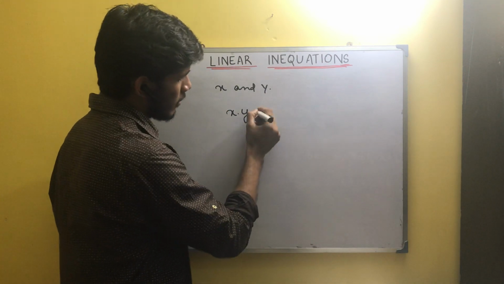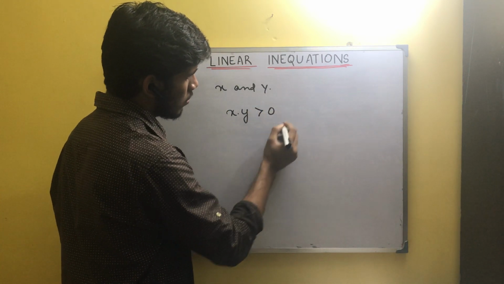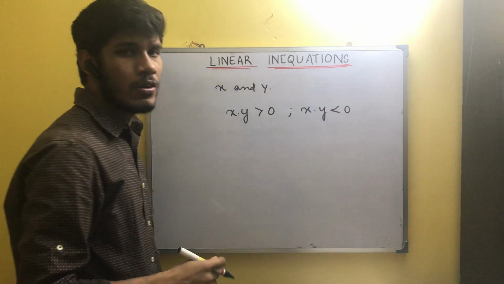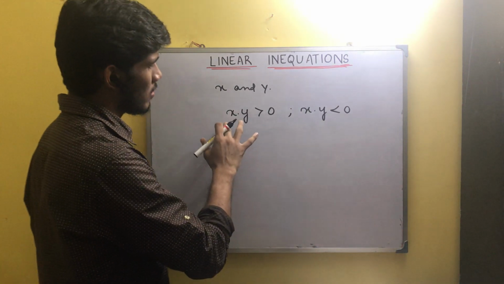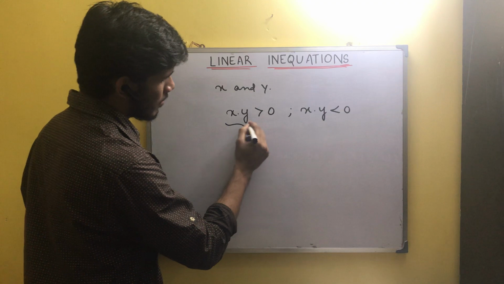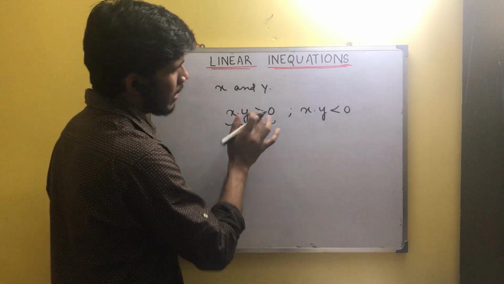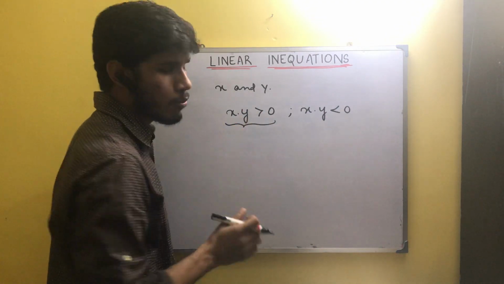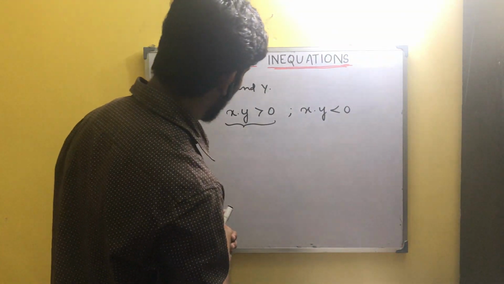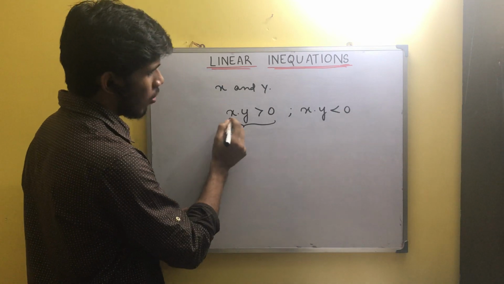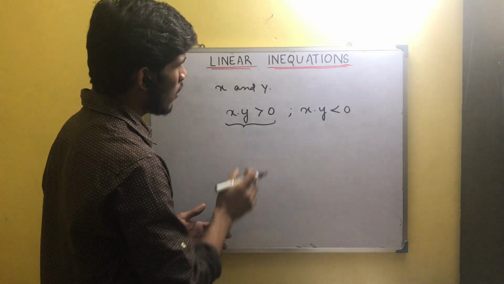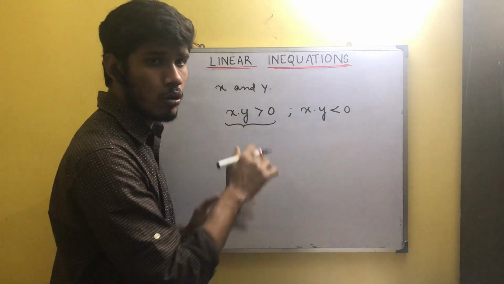X into y could be greater than 0. Suppose x and y could be less than 0. I am excluding the part x into y equals 0. Now let us discuss about this first. If x into y is greater than 0, then the product of any two numbers can be greater than 0 when? When either x and y both are positive, or x and y both are negative, isn't it?